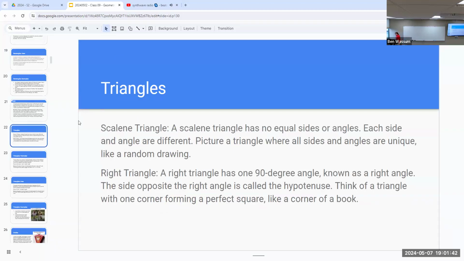We also have scalene triangles. Scalene is basically nothing. Nothing is equal. All the sides are different. All the angles are different. And then the right triangle, it's called a right triangle because it has a right angle. The right triangle has one 90 degree angle. The side opposite the right angle is referred to as the hypotenuse. The other sides are often referred to as just the legs of the triangle. That's pretty much it with those.